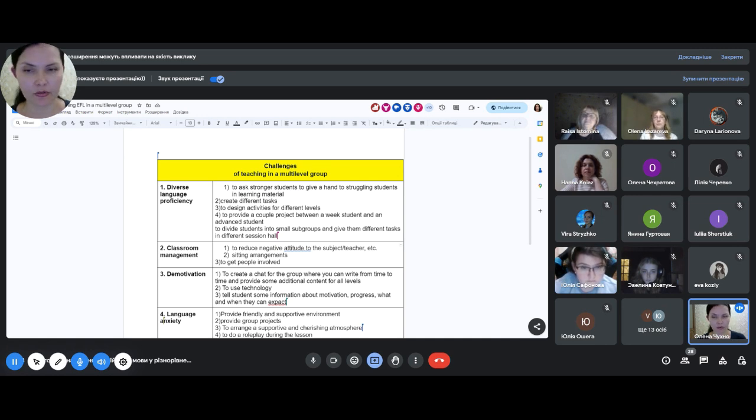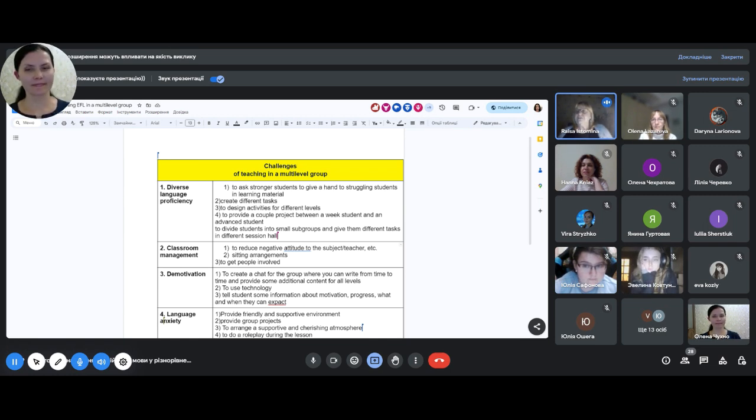Okay, classroom management issues. To reduce negative attitude to the subject, the teacher, in what way? So we can continue the list: the subject, the teacher, materials, the language itself. How can we do that? Reduce negative attitude. To make the process interesting and fun. Just enjoy that. Just to develop creativity. For example, those of you who teach our university students the course book Upstream Advanced.